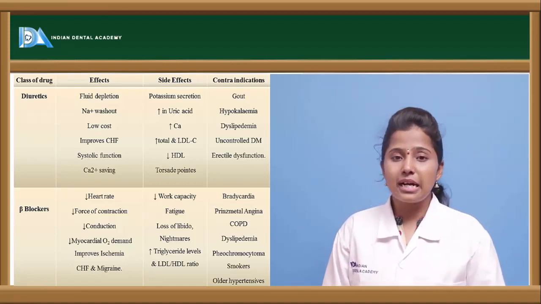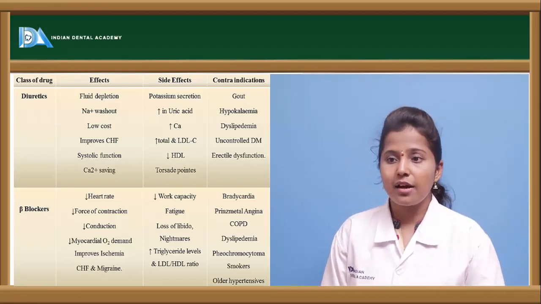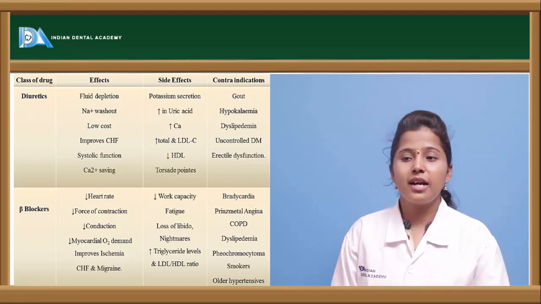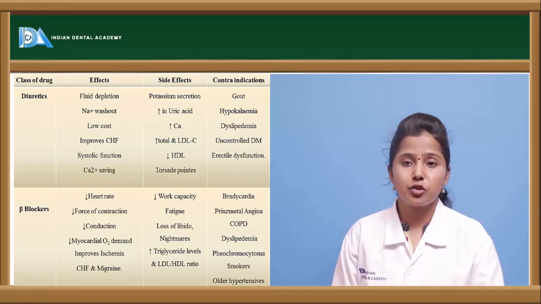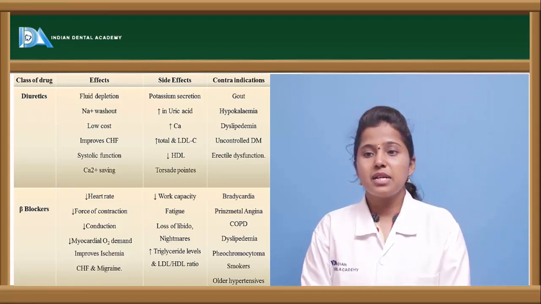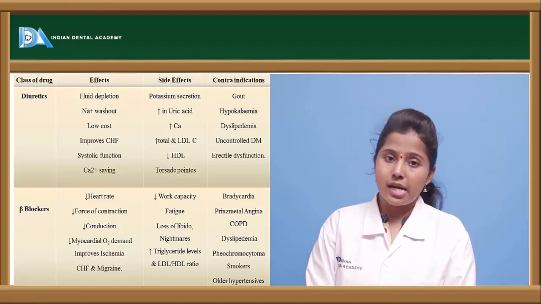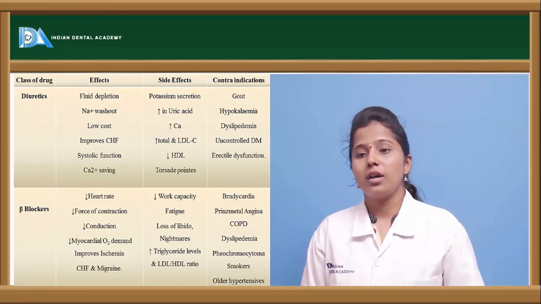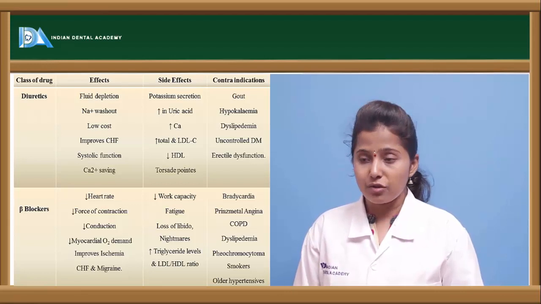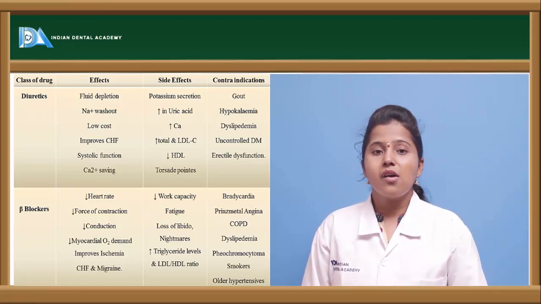And side effects. What are the side effects caused by beta blocking drugs? Decreased work capacity, fatigue, loss of libido, nightmares, and increased triglyceride levels; the LDL and HDL ratio also may be increased by beta blocking drugs in high dose. These drugs should be contraindicated in bradycardia, because bradycardia is a condition with decreased force of contraction, so beta blockers given in bradycardia give a synergistic effect. Also in Prinzmetal angina, COPD, dyslipidemia and pheochromocytoma.